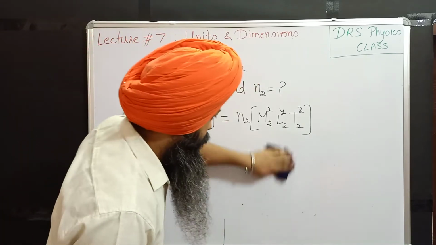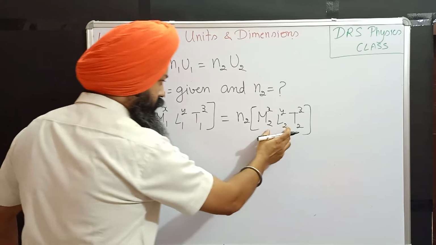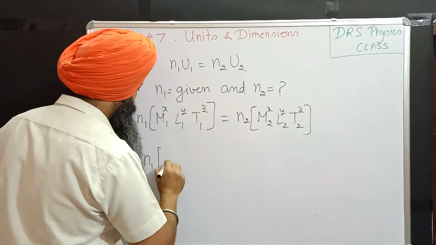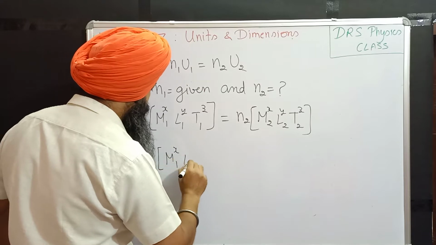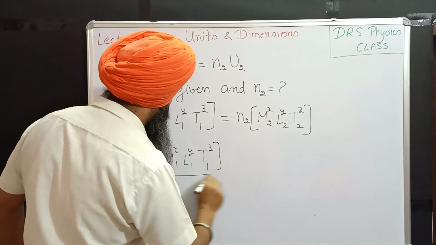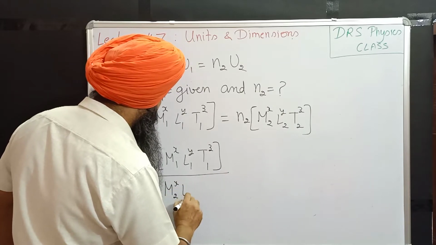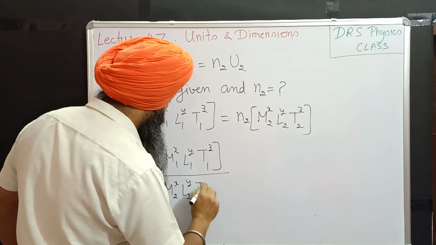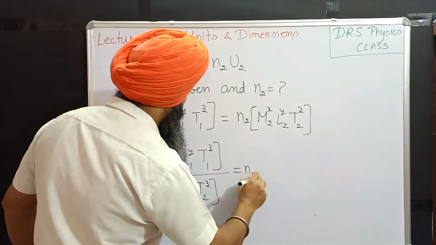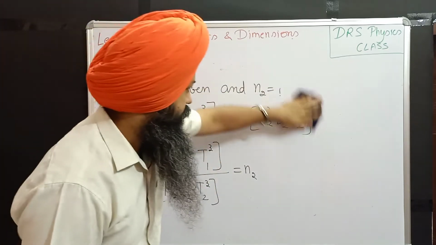So what is our aim? We have to find N2. So bring this value here: N1, M1^X, L1^Y, T1^Z divided by M2^X, L2^Y, T2^Z. So we get this value N2. We can write it like this.